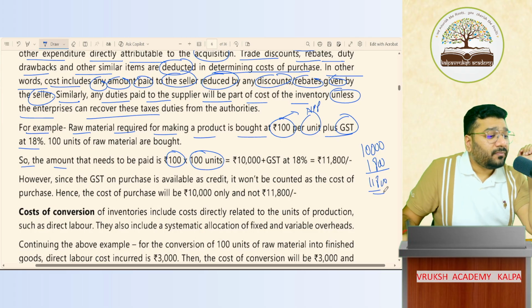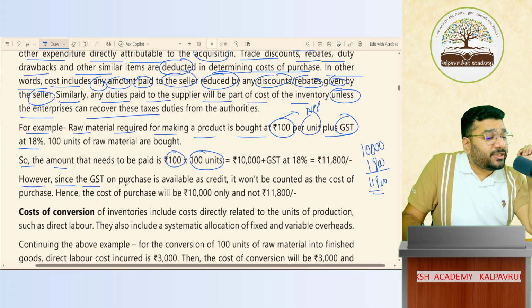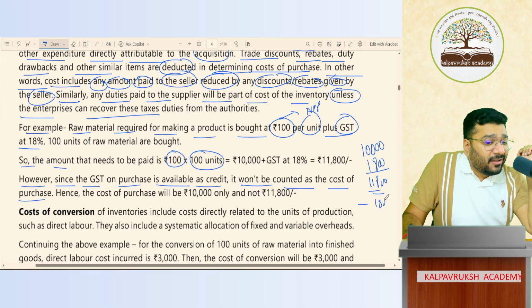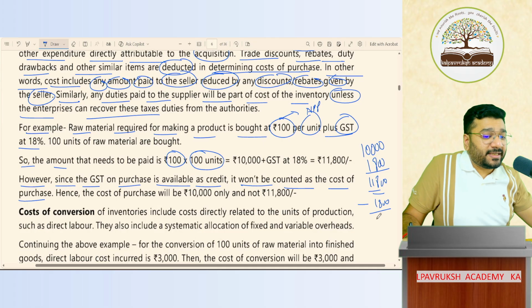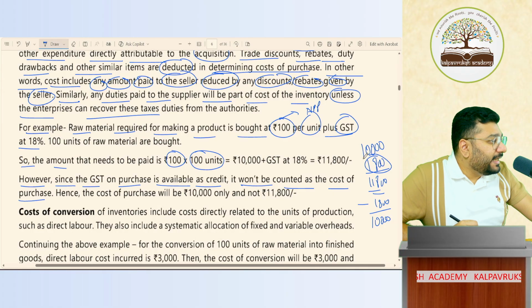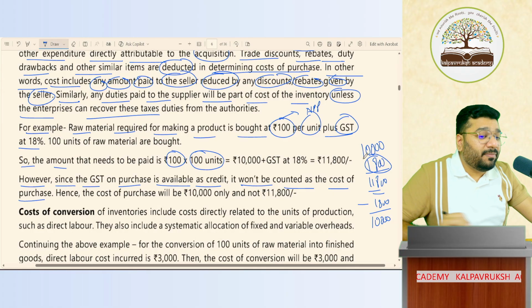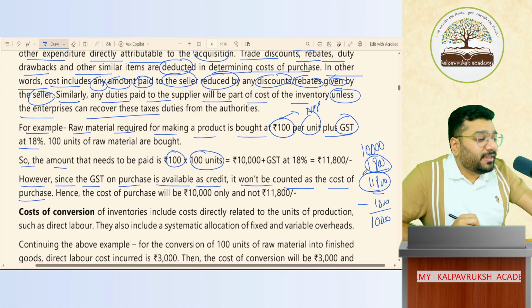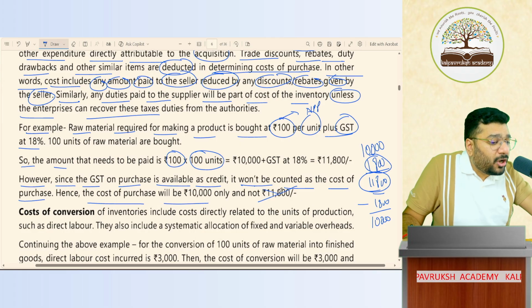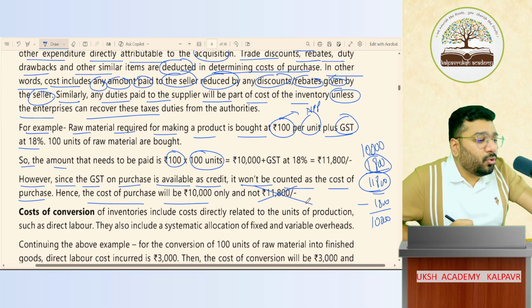However, since the GST on purchase is available as a credit, it won't be counted as cost of purchase. So now what am I supposed to do? Minus 1,800. So what is the cost of purchase? 10,000. So if input credit is available, you minus it. If the question says input credit is not available, then what is my cost going to be? 11,800. Since input credit is available, the cost of purchase is 10,000 and not 11,800. Okay, not okay?